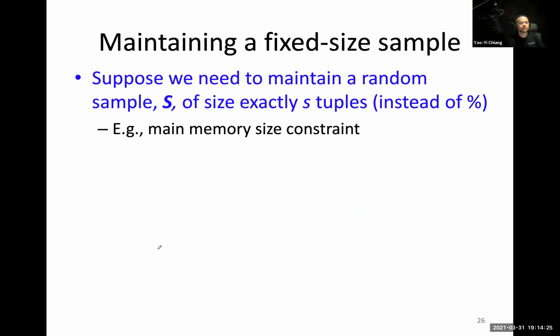All right, so fixed size sample. Suppose we need to maintain a random sample S of the size exactly S tuples instead of a percentage. How do we do this? Well, it's usually a memory size constraint, right? It's easy to know how many tuples we need, and it's difficult to know the percentage because you do not know how many data tuples are going to come, so the percentage, even 10%, might be too much for your memory size.